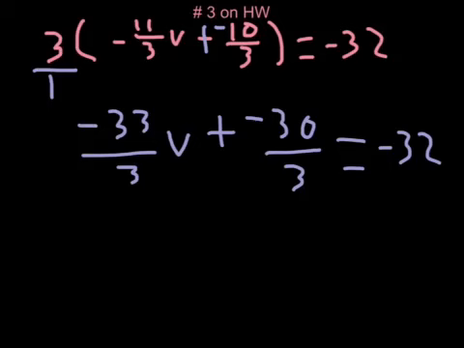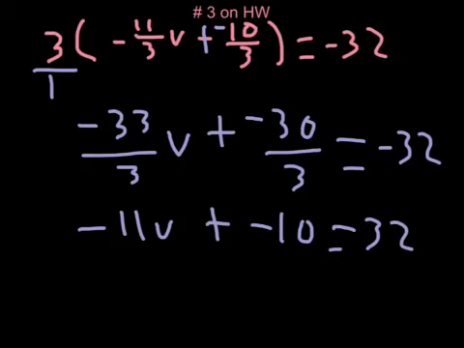The next thing that you want to recognize is that both of your fractions can be changed to whole numbers. Remember, a fraction is also just division, so you can always just divide the top by the bottom. And when you divide both of these, the numerator by the denominator, you get whole numbers. 33 divided by 3 is negative 11v plus negative 30 divided by 3 is negative 10. And that still equals negative 32. Now, we're left with a pretty simple problem. We have whole numbers and everything.